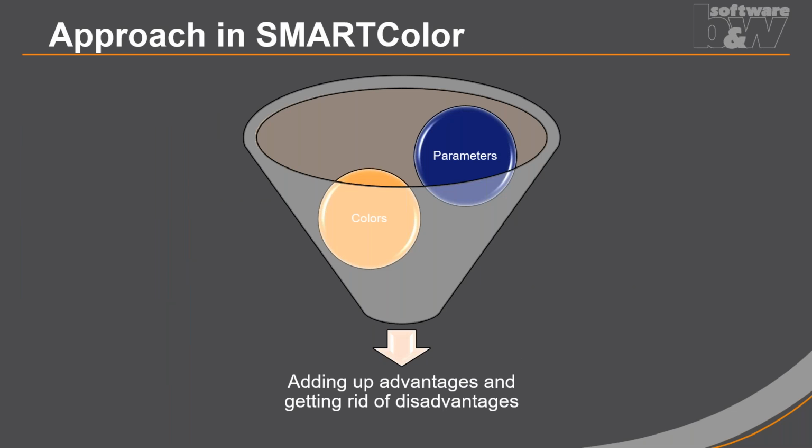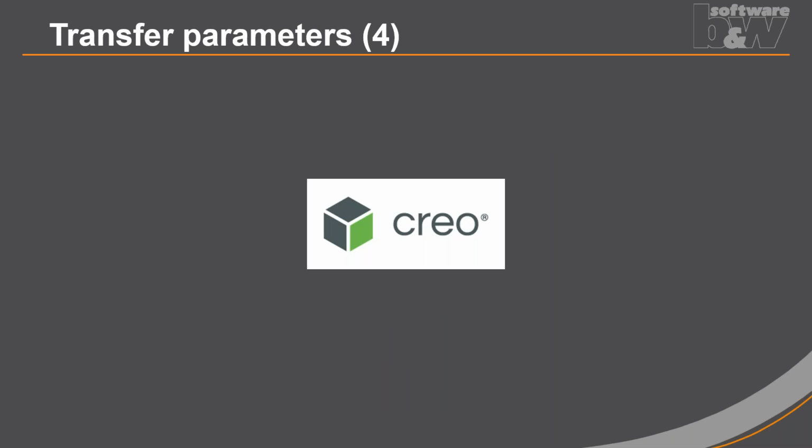What's the approach in Smart Color? So what we found, well, when we started with color coding, there are a lot of limits, and we are trying to get rid of a few of these limits using parameters and colors in combination. And this is what I want to show you in the next live demo.